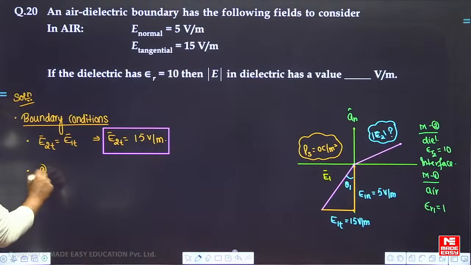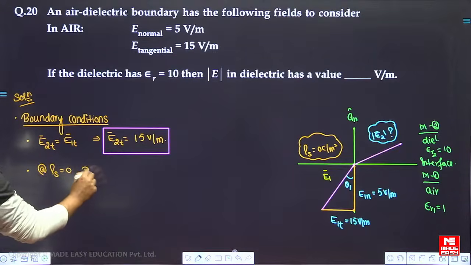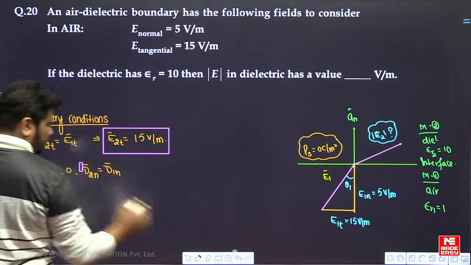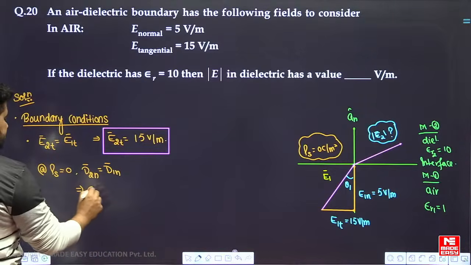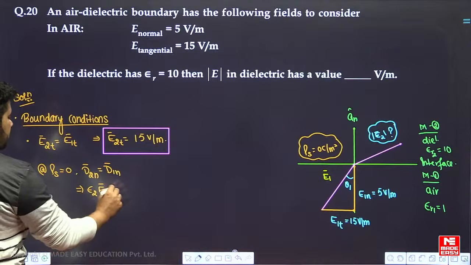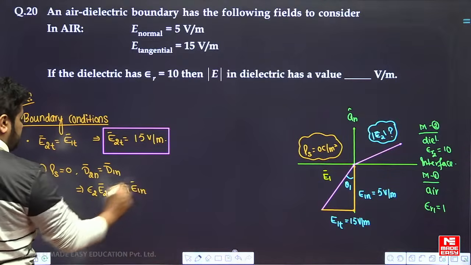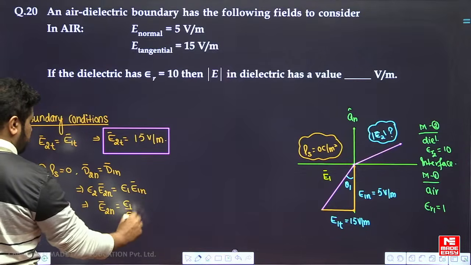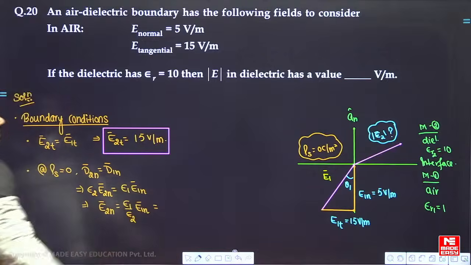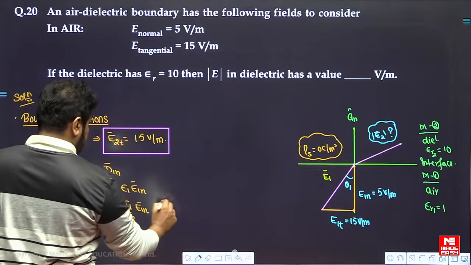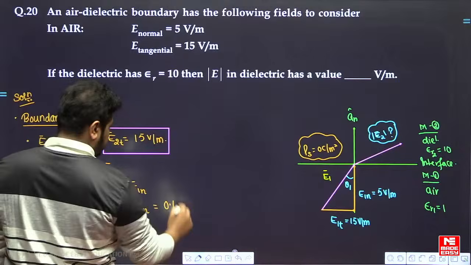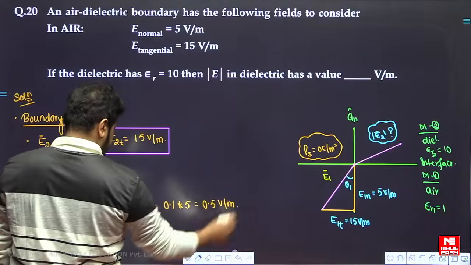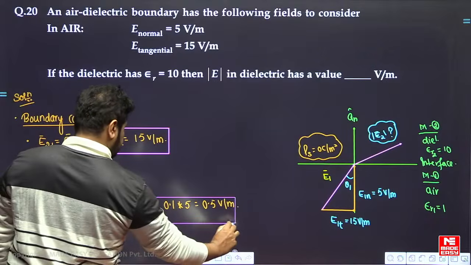So, at rho s equal to 0, we know that D2 n vector is equal to D1 n vector, that is the second boundary condition. So, this can be written as epsilon 2 into E2 n vector is equal to epsilon 1 into E1 n vector. So, what is your E2 n vector? It is equal to epsilon 1 upon epsilon 2 into E1 n vector. Epsilon 1 upon epsilon 2, 1 upon 10, that is 0.1 into E1 n, into 5, 0.5 volt per meter. This is your E2 n.